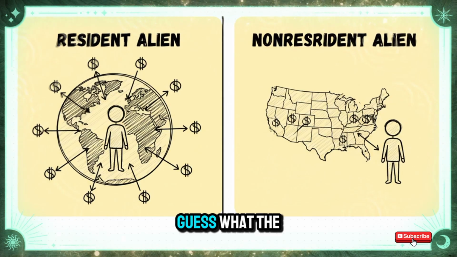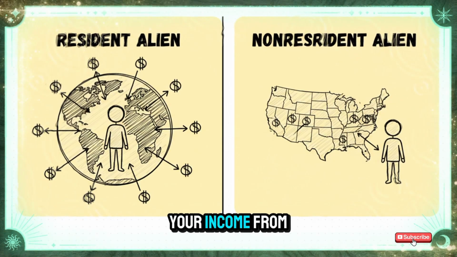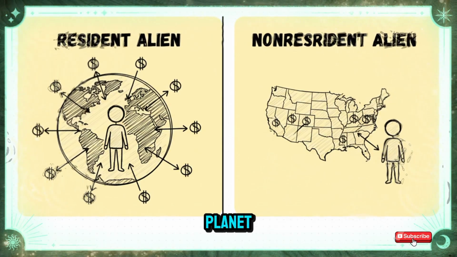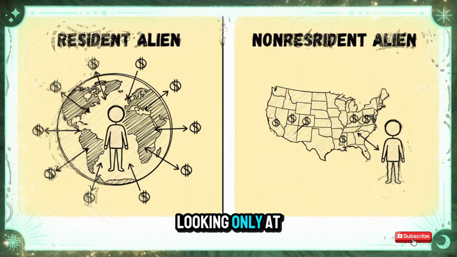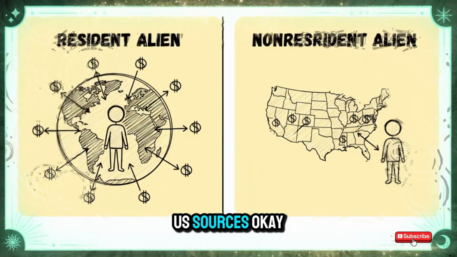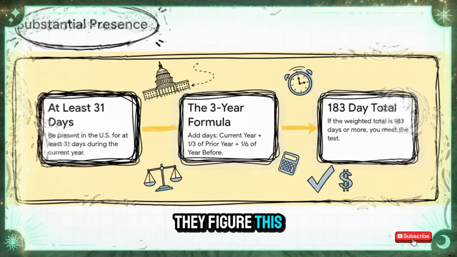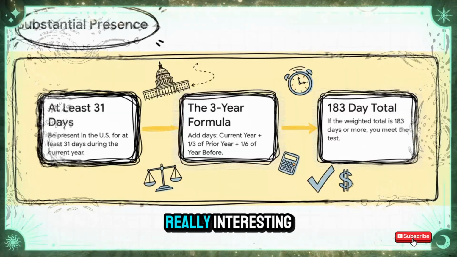If you're a resident alien, guess what? The US wants to tax your income from everywhere on the planet. But if you're a non-resident alien, the focus gets super narrow, looking only at your income that comes from US sources. Okay, but how do they figure this out? Well, this is where it gets really interesting.